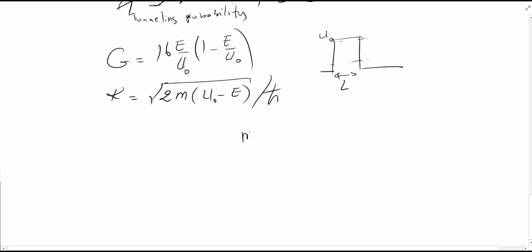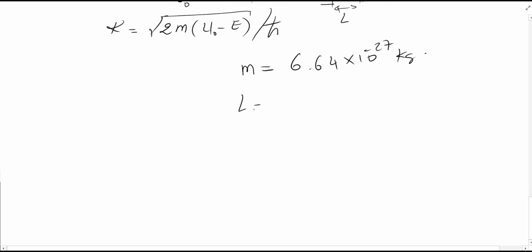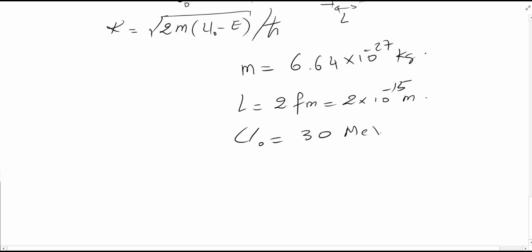So again, the mass of the alpha particle is given in this problem as 6.64 times 10 to the negative 27 kilograms. It's trapped by a square barrier that has a width of 2 femtometers. So in this case, L is equal to 2 fm, or 2 times 10 to the negative 15 meters, and a height of 30 mega electron volts. So U naught is equal to 30 MeV.